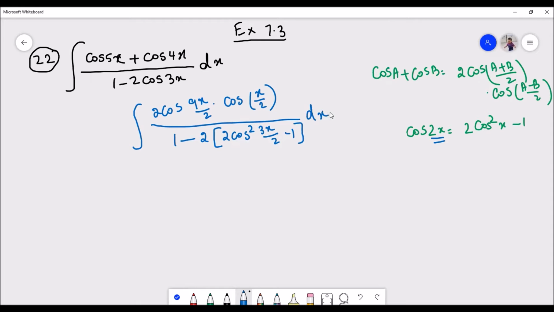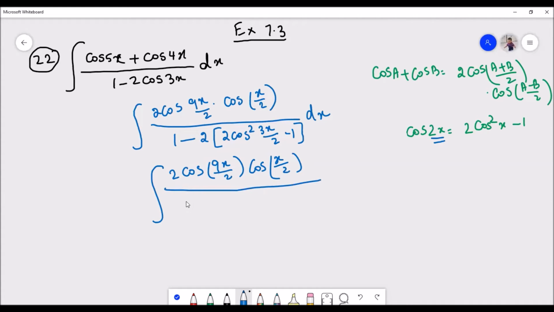So let us see how the integral is changing now. Integration of 2 cos 9x by 2 into cos x by 2, whole thing divided by 1 minus 2 times (2 cos square 3x by 2 minus 1), so 1 minus 4 cos square 3x by 2, and negative into negative is positive, plus 2. So this one is 2 plus 1, 3. Okay, let us see how we can proceed.